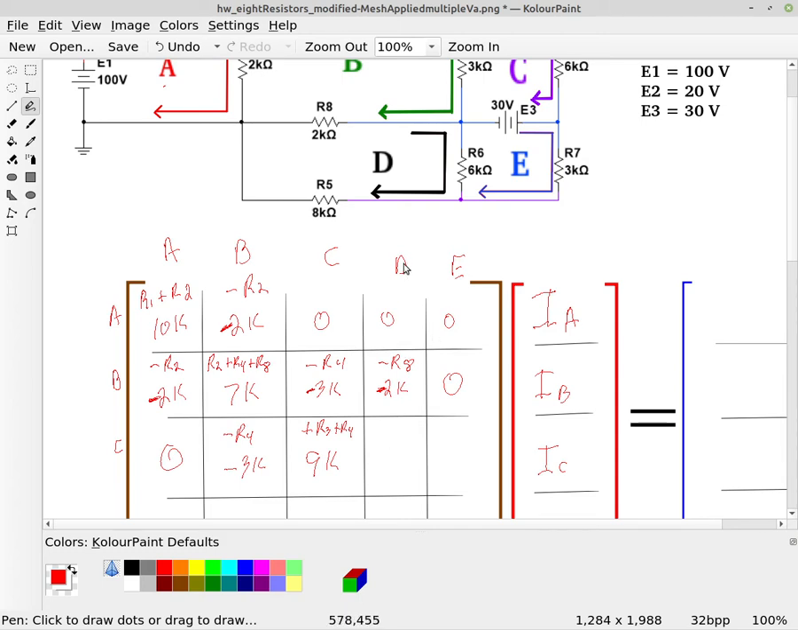Now we're going to do D. Well, C and D only touch at that node, so there's nothing else touching there. So that's going to be a 0. And then C and E. Now C and E do touch and they share a voltage source, but they do not share a resistance. So that's a 0.